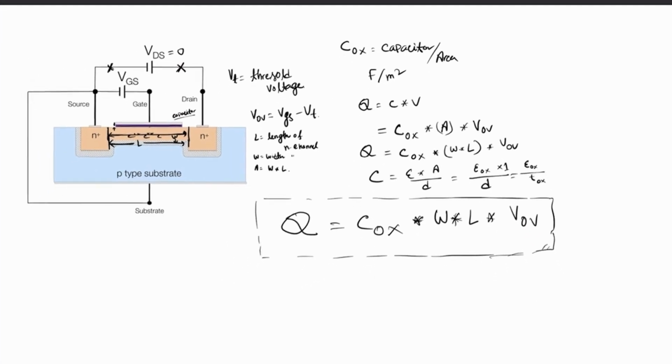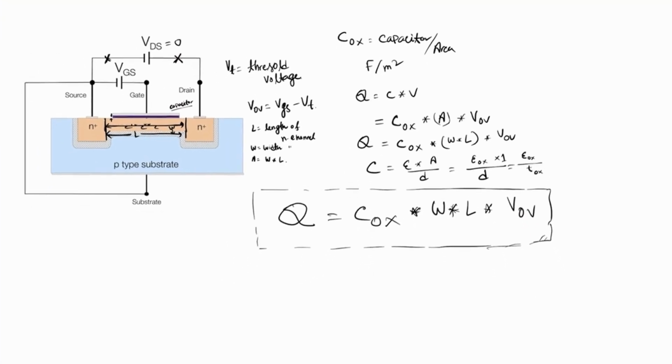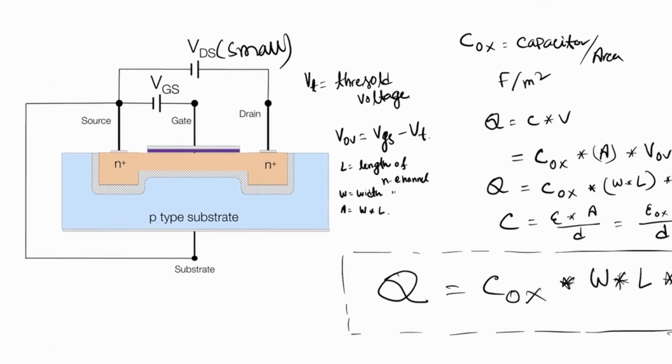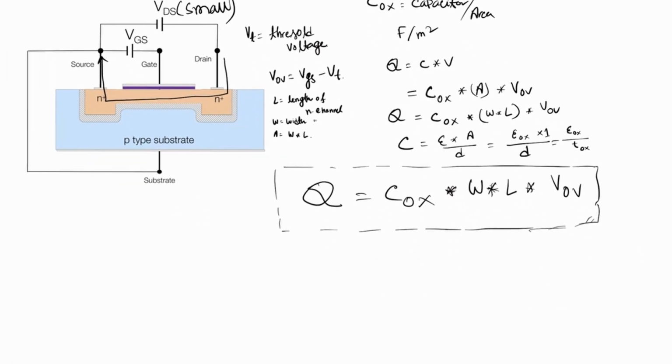Now let's apply the VDS voltage source, but this will be very small. If we apply the VDS, that means at that time a small current will flow through this channel. That current we call ID, the drain current.